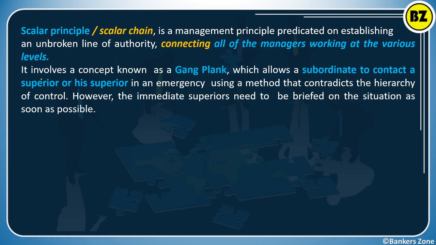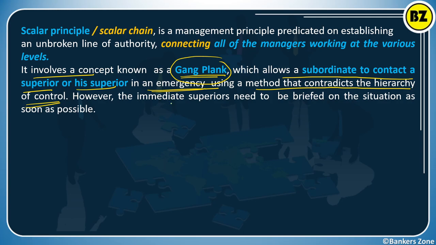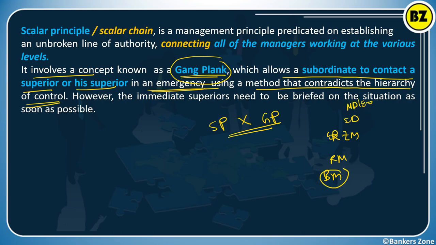Now, it involves a concept called the gangplank, important from your exam point of view. The gangplank allows a subordinate to connect with his superior's superior in an emergency, using a method that contradicts the hierarchy of control. The scalar principle is just the opposite of the gangplank. The branch manager should report first to the regional manager, who reports to the zonal manager, then the executive director, then the MD or CEO of the bank. Suppose the branch manager reports directly to the MD or CEO, and the zonal and regional managers are skipped. This is the gangplank. Got it?